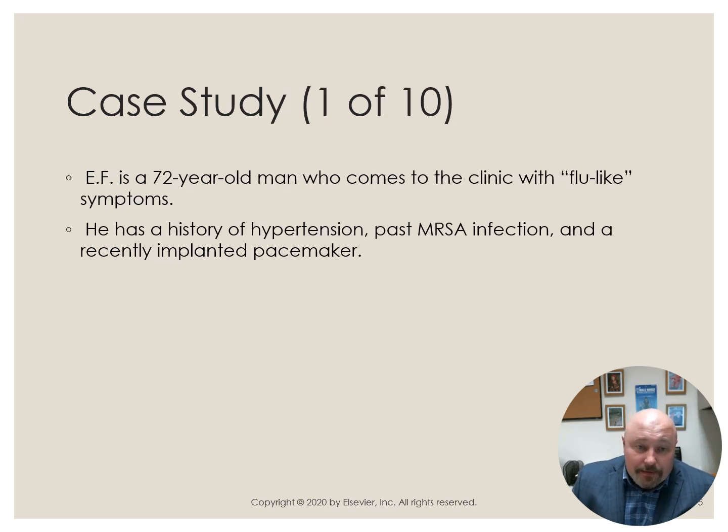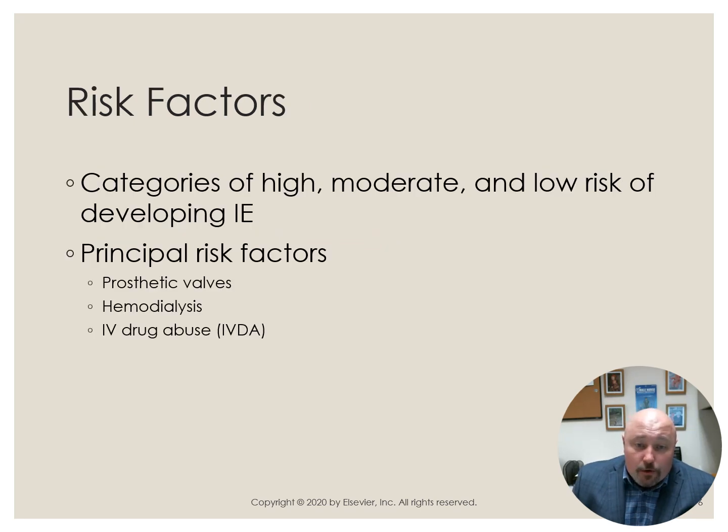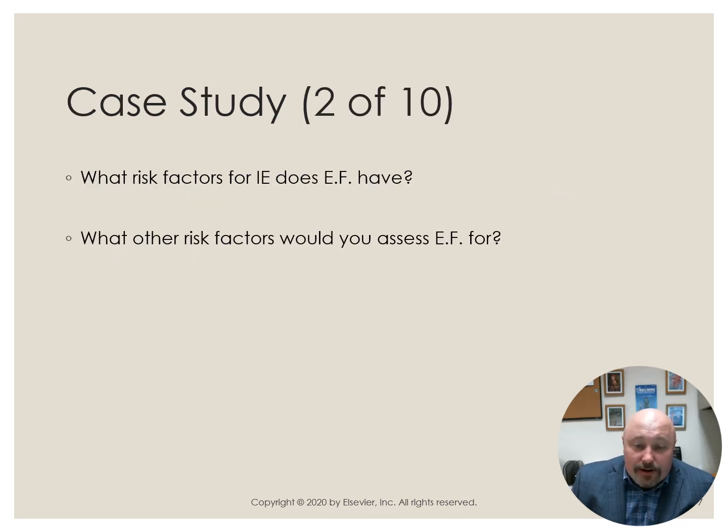In our case study, EF is a 72-year-old man who's come to the clinic with flu-like symptoms. He has a history of hypertension, past MRSA infection, and a recently implanted pacemaker. Risk factors would include categories of high, moderate, and low risk for developing infective endocarditis. The principal risk factors are prosthetic valves, hemodialysis, and IV drug use. What risk factors for infective endocarditis does our patient have? That MRSA especially, along with a pacemaker, both of which could introduce those pathogens to his heart valves.